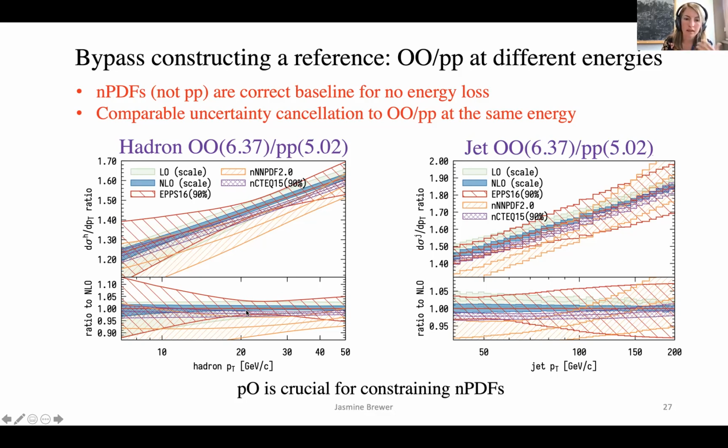But the nuclear PDF uncertainties are still large. And this is the case both for hadrons as well as for jets. This emphasizes the importance of proton-oxygen measurements in Run 3 for constraining nuclear PDFs if you want to measure small energy loss effects in oxygen collisions.